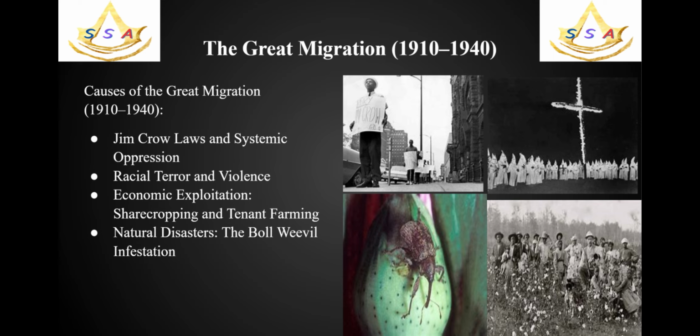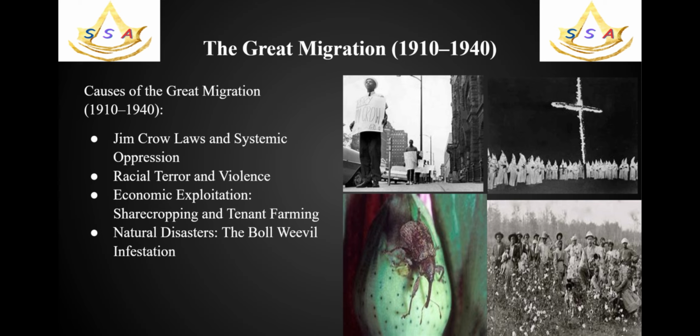According to the NAACP, over 3,000 documented lynchings of Black Americans occurred between 1882 and 1940. Spectacle lynchings often drew large white crowds and were publicized in newspapers, further traumatizing Black communities. White mobs also frequently targeted Black landowners and prosperous farmers, using violence to seize land and destroy economic gains. Another factor was economic exploitation through sharecropping and tenant farming.